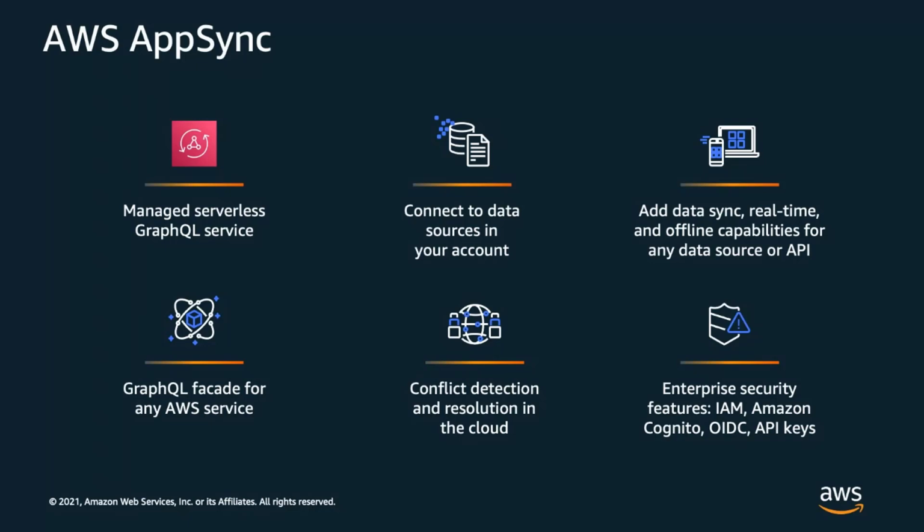It can be used as a GraphQL facade to any AWS service. It allows you to perform conflict detection and resolution in the cloud instead of doing it in the client. So again, it's a way to simplify your client-side development. AppSync also integrates with enterprise security features such as identity and access management, Cognito user pools, OpenID Connect compliant providers, or you can use API keys.